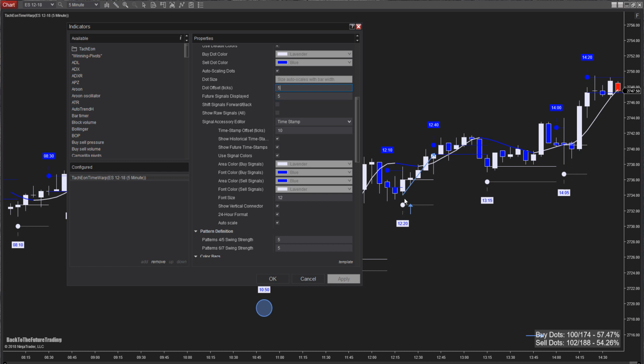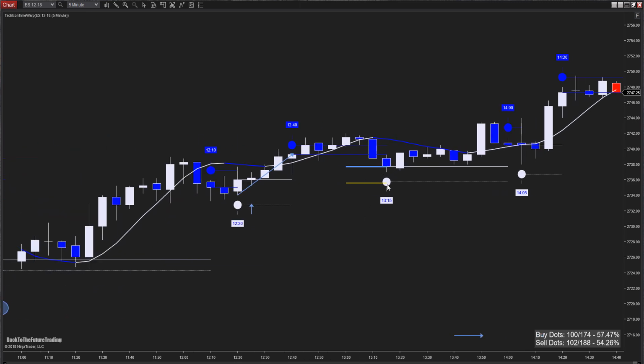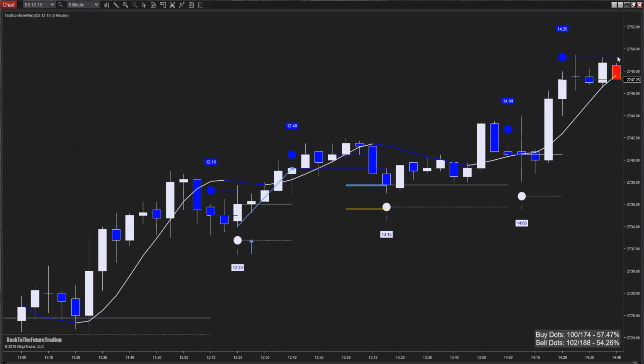So my dot offset is the distance from the lowest part of the candle to the dot. That would be the distance from here to here, from the lowest part of the candle to here. So that's our dot offset: the lowest part of the bar to the actual dot. Now, why is that important?